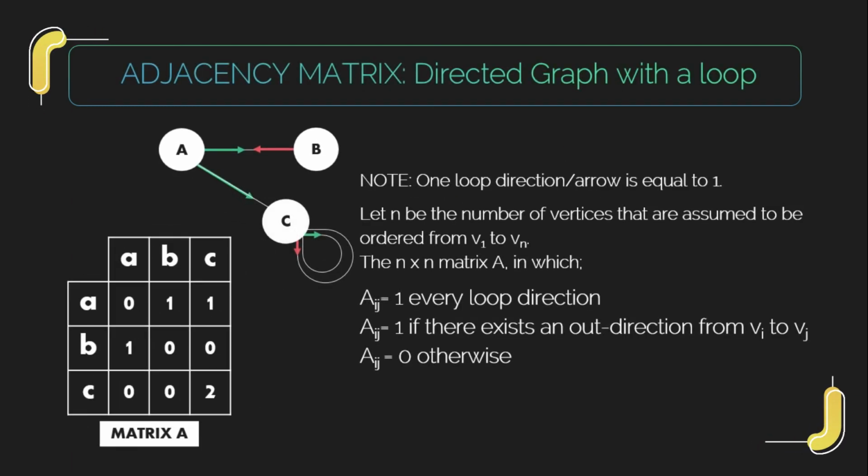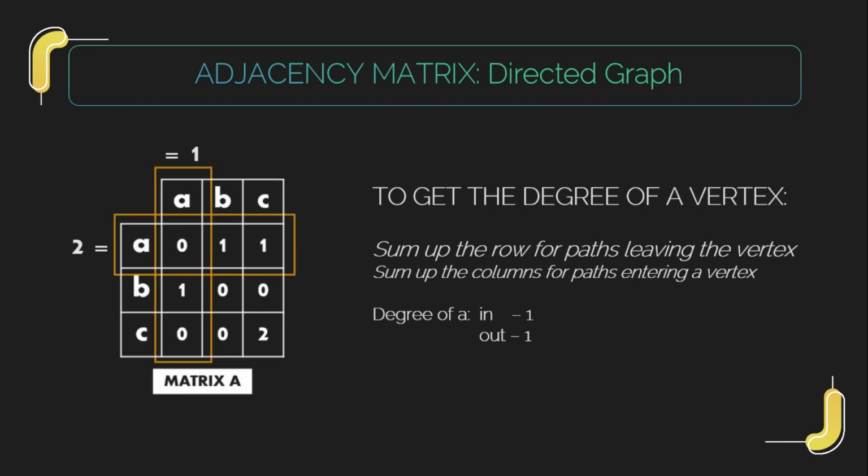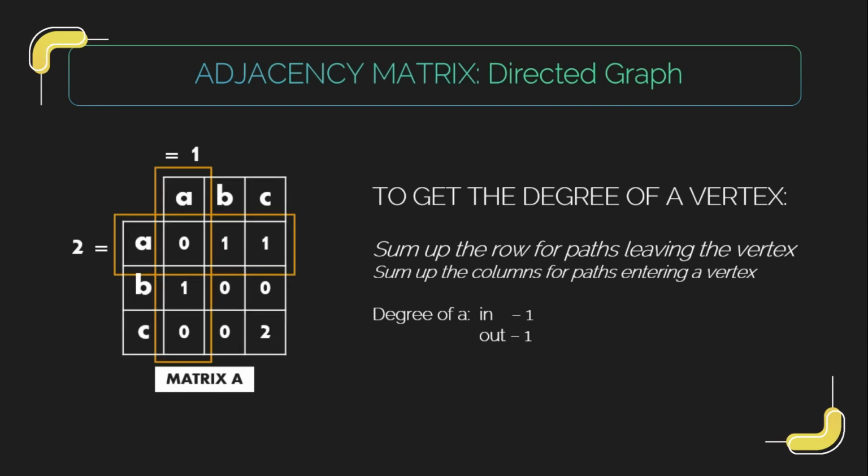Directed graph with a loop. The directed graph is also the same. One loop direction or arrow is equal to 1. Adjacency is equal to 1 for every loop direction. Adjacency is equal to 1 if there exists an out direction from vi to vj. Adjacency is equal to 0 otherwise. To get the degree of a vertex of a directed graph, sum the row for paths leaving the vertex and sum the columns for paths entering the vertex.